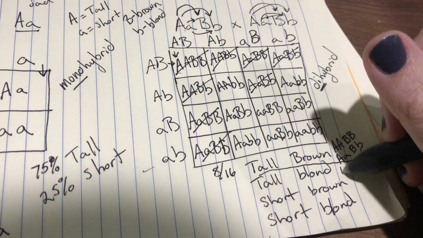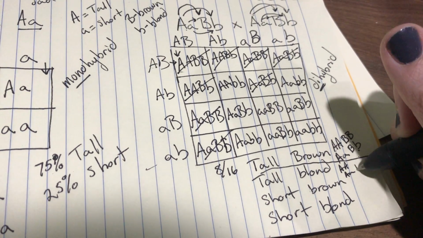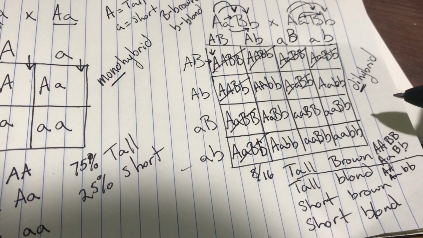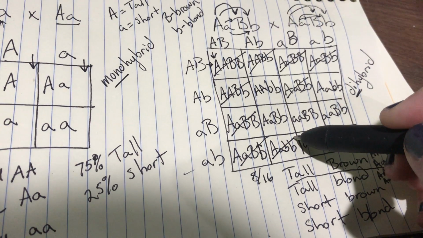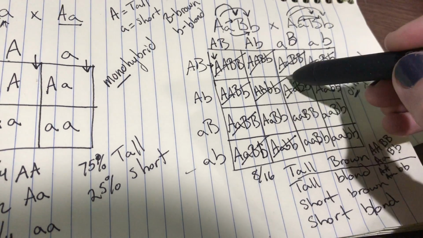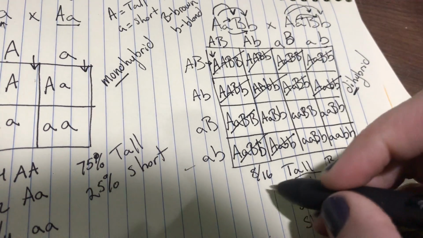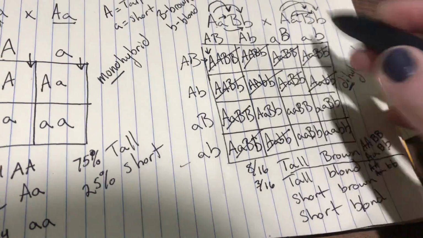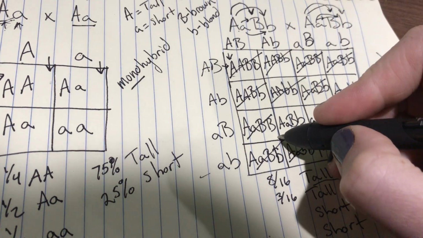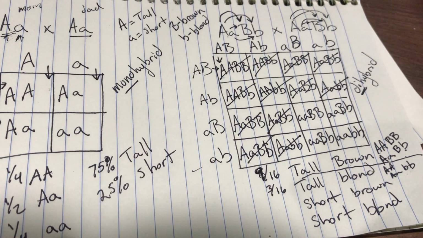So a tall blonde will be a capital A, or capital A lowercase a, and blonde will be lowercase, homozygous recessive for our B trait. So we have 1, 2, 3 of those traits. So 3 out of 16. And I like to cross them off as I go when I count to make sure I didn't miss any, which I did miss this one, which means we have 9 out of 16 are tall with brown hair.